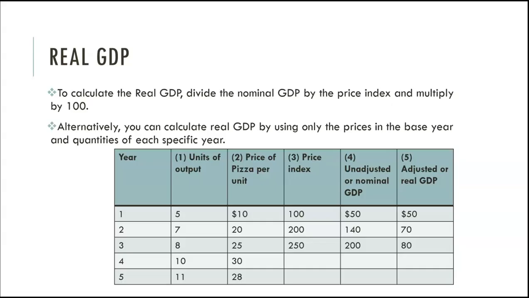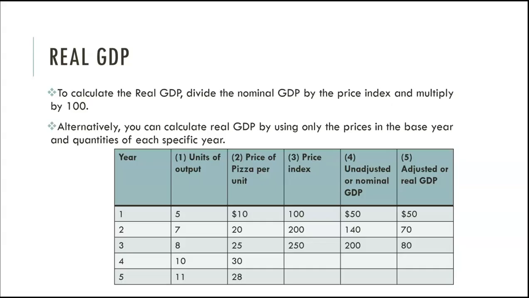If we want to calculate the real GDP, we need to know some sort of price index, right? We want to multiply by 100. So we need to know what the basket is in the base year. Compare that to the basket in the current year.